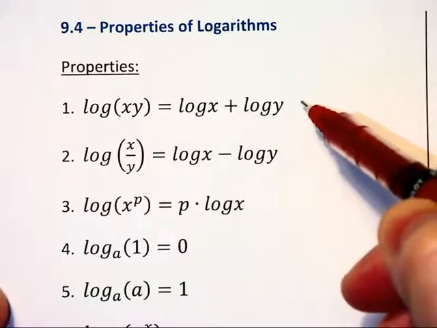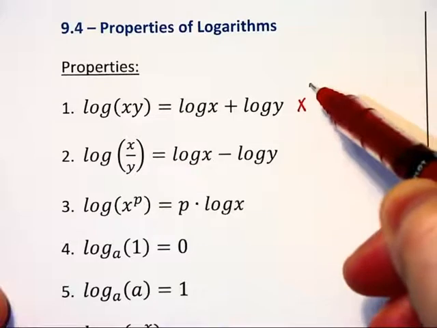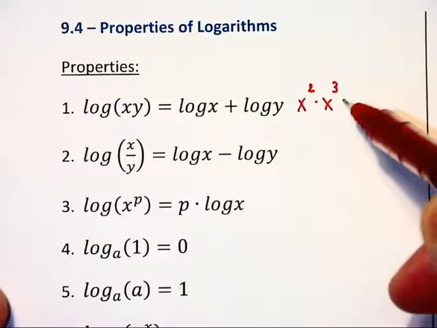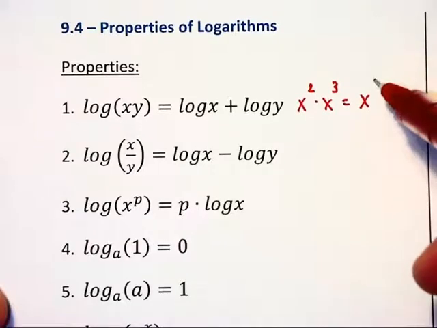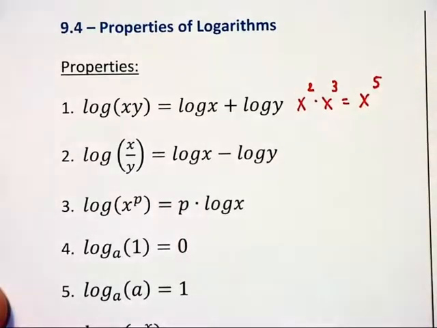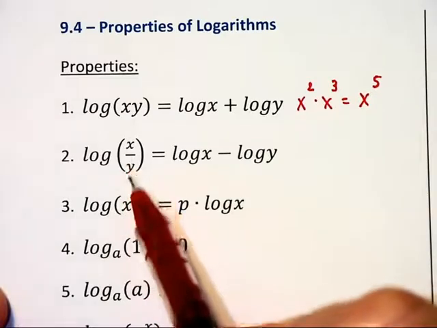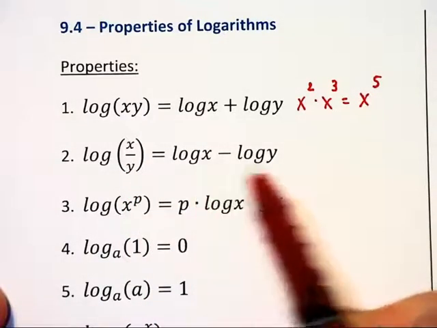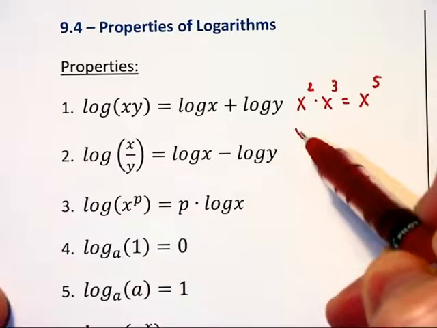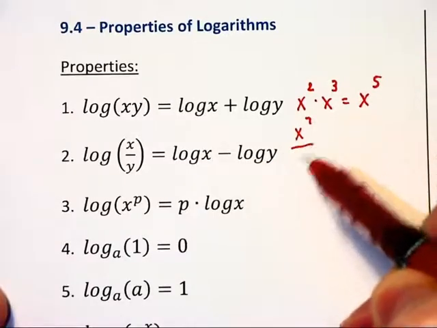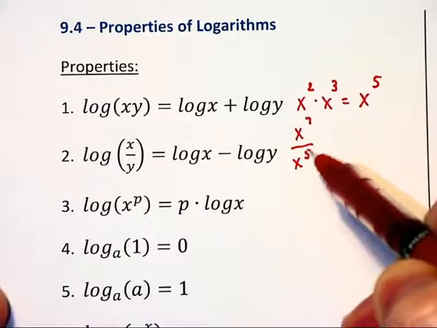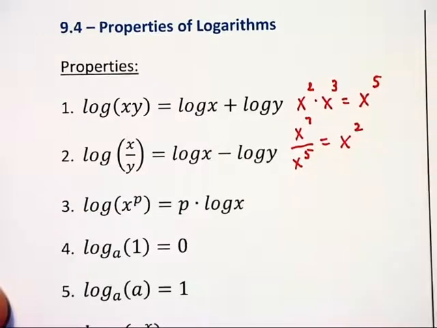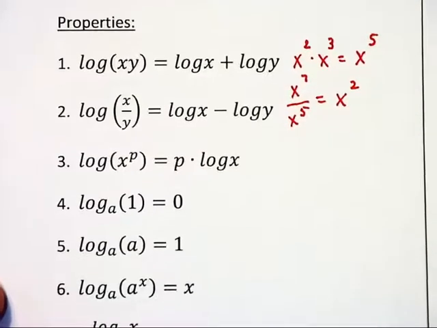We know in exponential form, if we have something like x squared times x to the third, that is a product, that turns into the sum of the exponents, in this case x to the fifth. In property number 2, we see that the log of a quotient turns into subtraction of two separate logs. Well, we know that if we have something like x to the 7th divided by x to the 5th, which is a quotient, we can subtract exponents and have x to the 2nd. So these are very much related to each other.